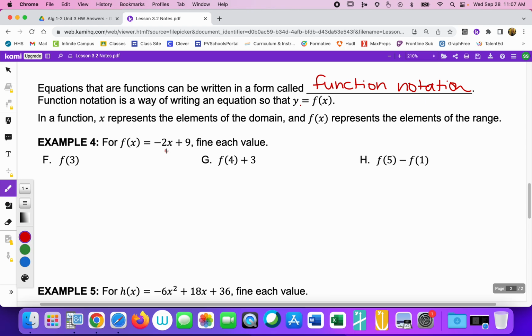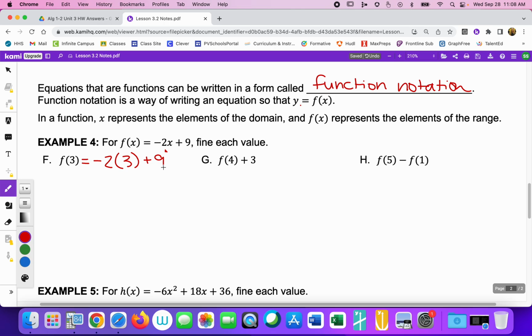So, if you're asked f of 3, it's asking you to plug 3 into the f function, because sometimes you're going to have 3 different functions you're working with, like an f, a g, and an h. It's telling you which one to put that number in. So if it's telling you f of 3, it's telling you put 3 in where x is. So that'd be negative 2 times 3 plus 9. That's what it's telling you to do.